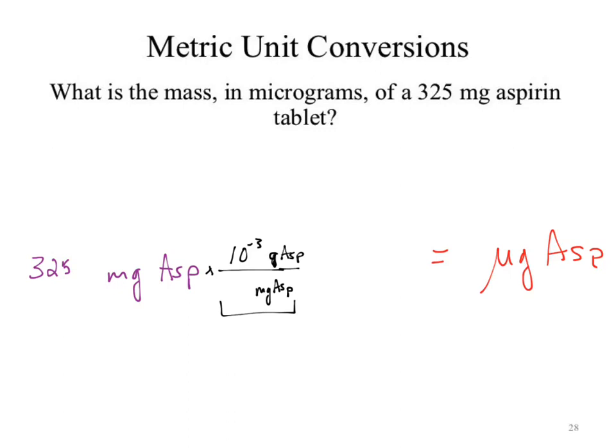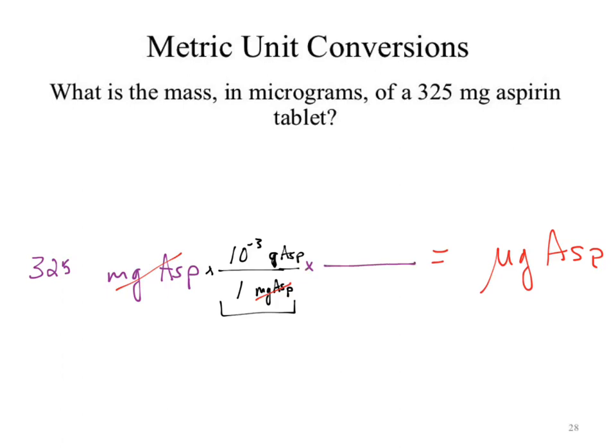What goes on the bottom? The 1. Because I don't want to change that power of 10. If that's any other number, the power of 10 changes. Okay? This is fantastic because my milligrams of aspirin cancels. So I've gotten rid of that bad unit. But at the same time, what have I introduced? A new bad unit. So what do I need to do?